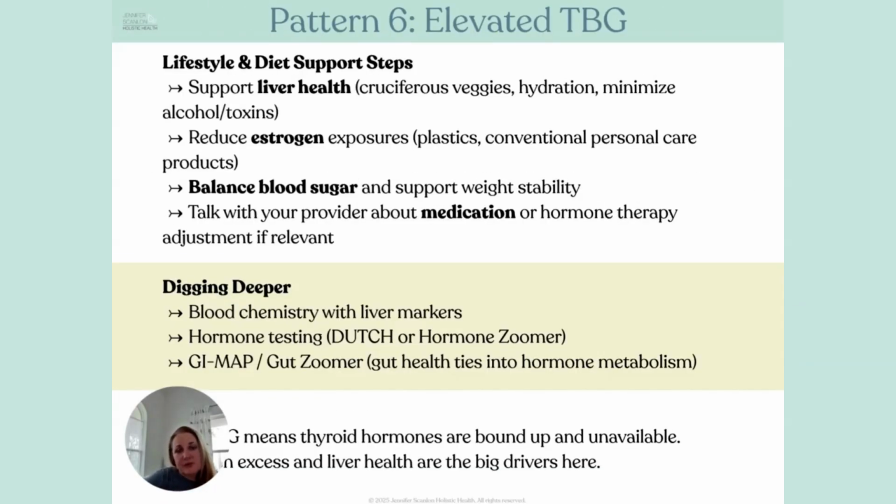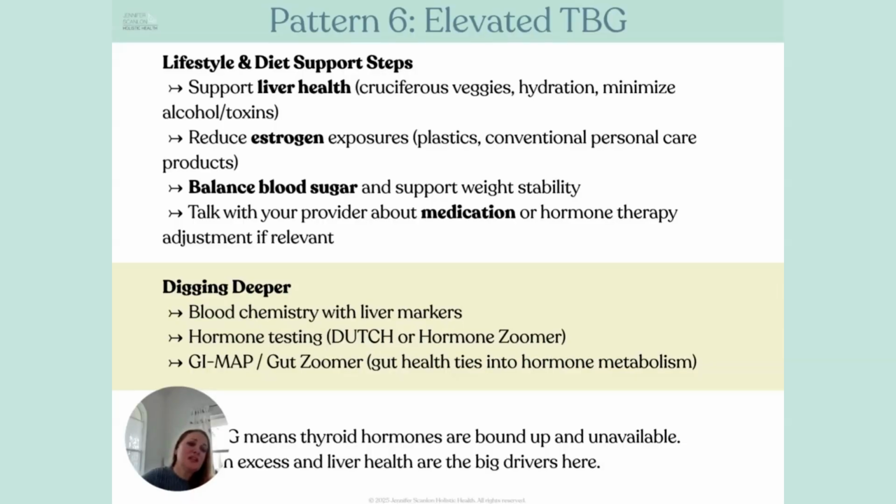Lifestyle and diet supports for elevated TBG are to support your liver health: cruciferous veggies, hydration, and minimizing alcohol and other toxins that you ingest. That's going to help your liver out so much so that it can process that extra estrogen. We also want to reduce estrogen exposures. Plastics and conventional personal care products have a lot of xenoestrogens that can bind to your cell's estrogen receptors and block your actual estrogen from getting in. So your body has excess estrogen, but nothing to do with it.